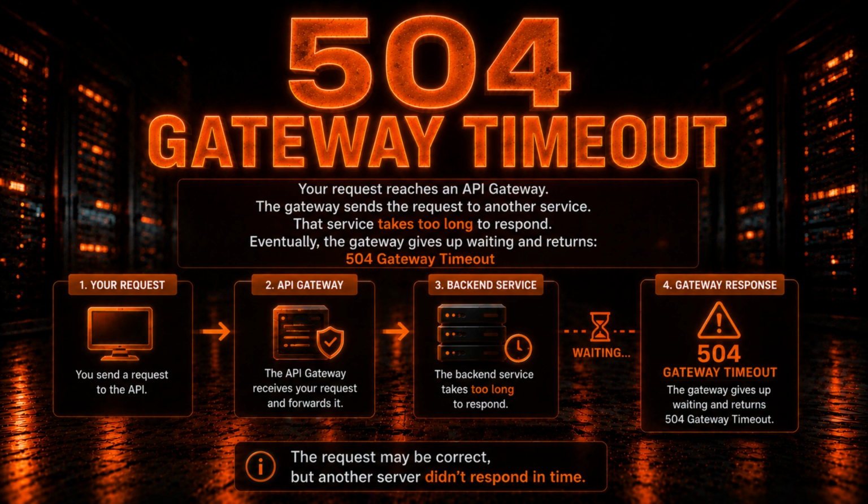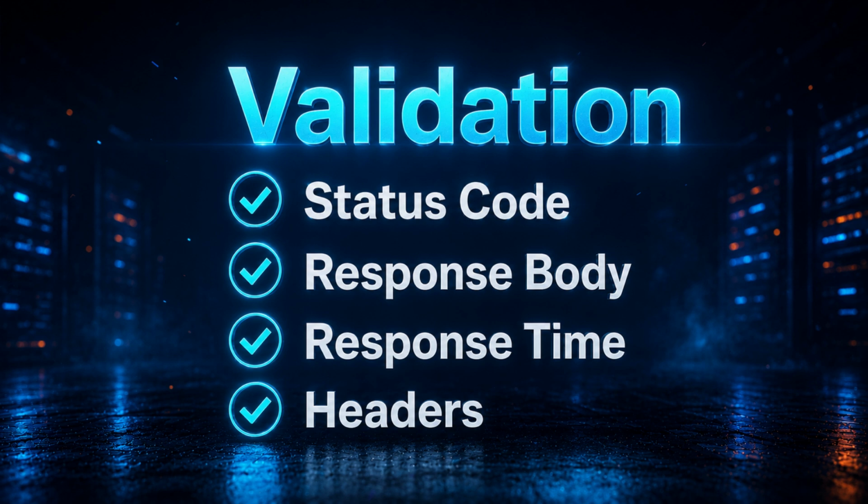The request may be correct, but another server didn't respond in time. Easy way to remember. 504 means the server waited too long for another server to respond. During API testing, we don't just check the response body. We also validate that the API returns the correct HTTP status code for every scenario. That's the basic idea behind HTTP status codes. As an API tester, checking the status code is one of the very first validations you should perform before looking at the response body.